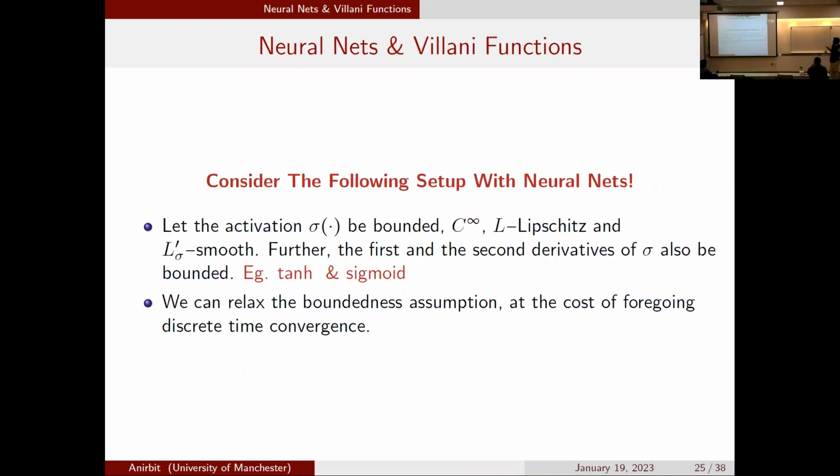And we shall assume the activation is nice in a certain way: it is bounded, it is C infinity, it is Lipschitz smooth, and the first and second derivatives of sigma are also bounded. It's easy to see that pretty standard activation functions satisfy these conditions, such as tanh and sigmoid. We can relax the boundedness assumption, but then we cannot get discrete time convergence. That was not pointed out exactly in the original paper of Bajgi, Su, Pinshi and Jordan, but if you think it through, it happens.